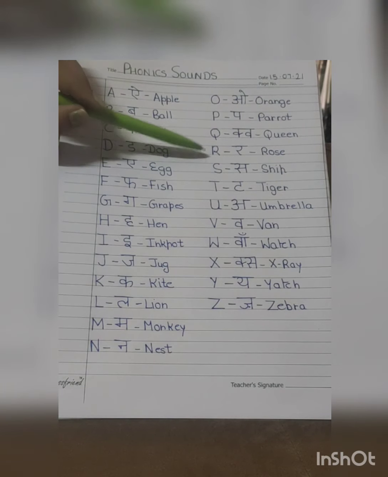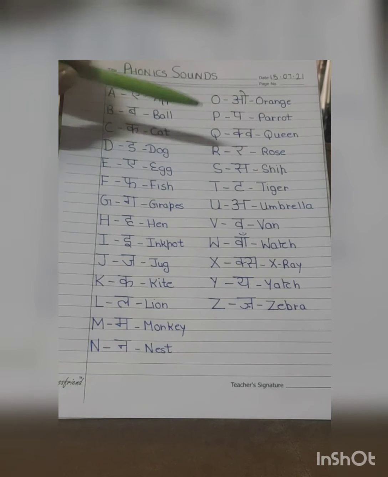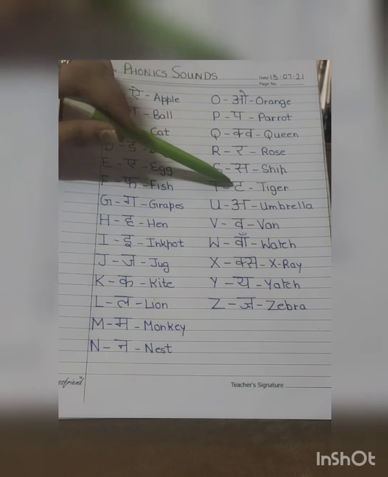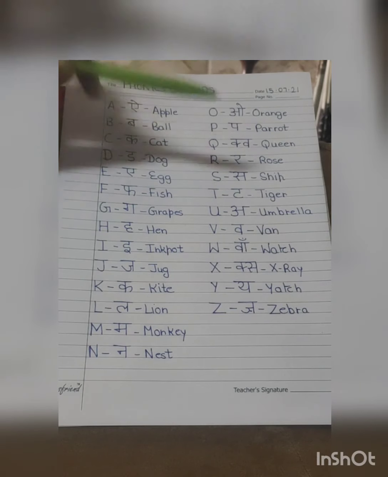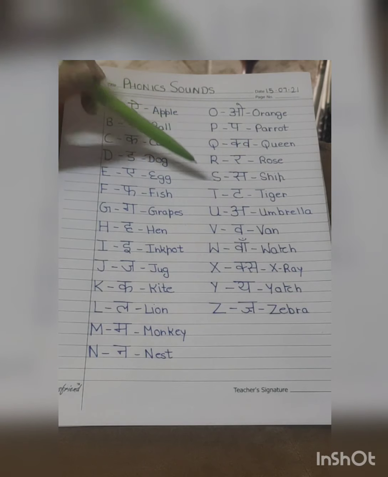Next is simple R. Sound of R is R. R, R, rose. R, R, rabbit. R, R, ring. And so on. The sound of T is simple as T. T, T, tiger. T, T, tomtom. T, T, tug of war. Like we play that game, na?